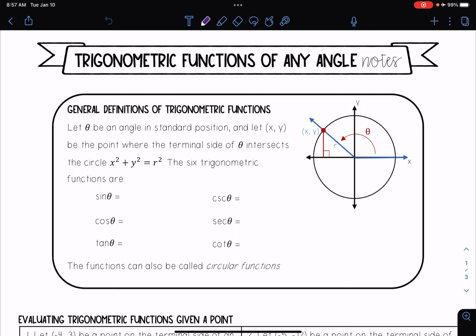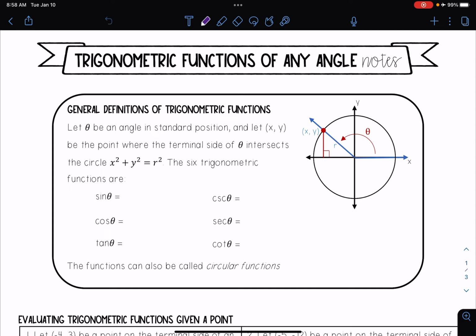So let theta be an angle in standard position, and let (x, y) be the point where the terminal side of theta intersects the circle x squared plus y squared is equal to r squared. And then we have the following 6 trigonometric functions.